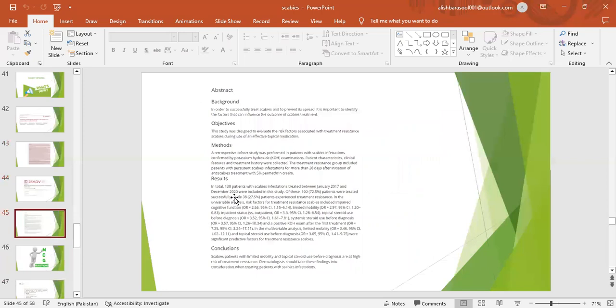A retrospective cohort study was performed in patients with scabies infestation confirmed by potassium hydroxide examination. Patient characteristics, clinical features, and treatment history were recollected. The treatment-resistant groups included patients with persistent scabies infestation for more than 28 days after initiation of anti-scabies treatment with 5% permethrin cream. Scabies patients with limited mobility and topical steroid use before diagnosis are at high risk of treatment resistance. Dermatologists should take these findings into consideration when treating patients with scabies infestation.